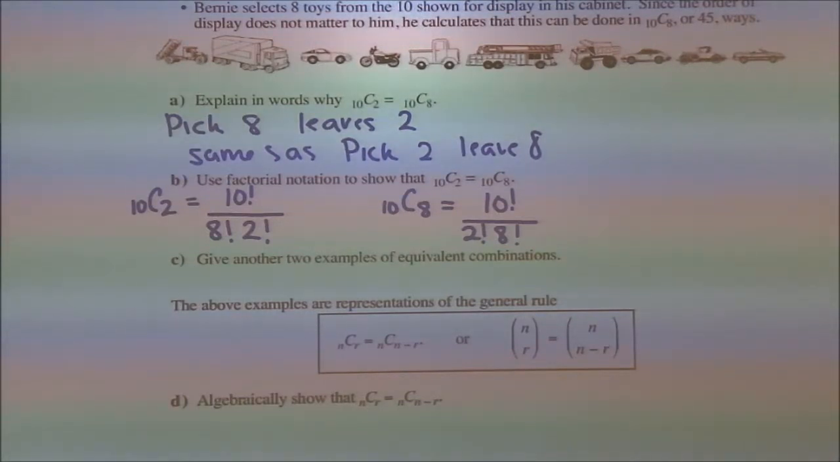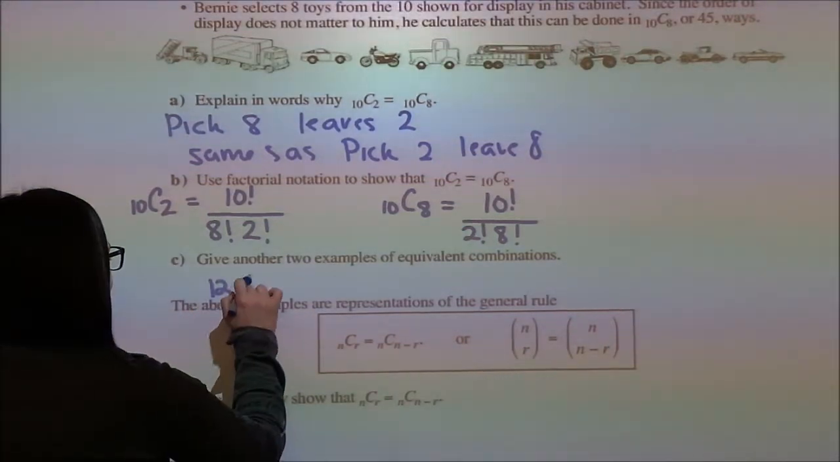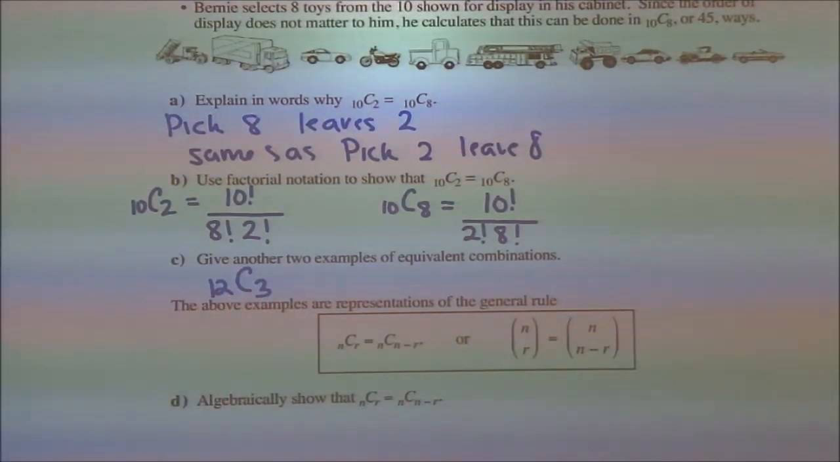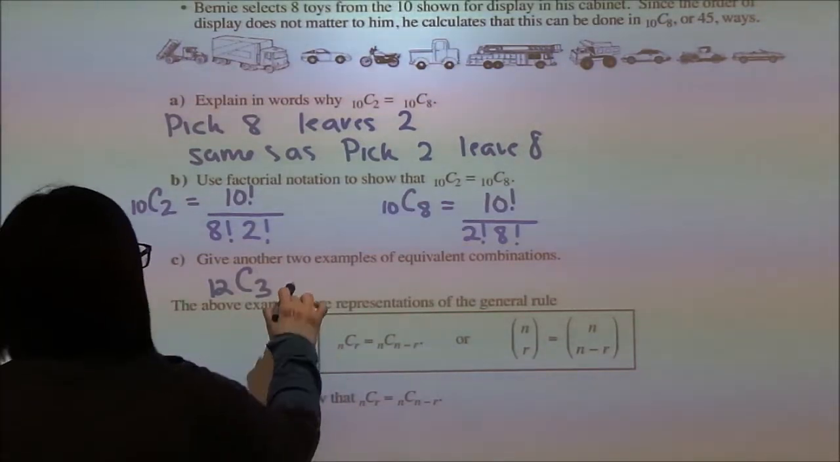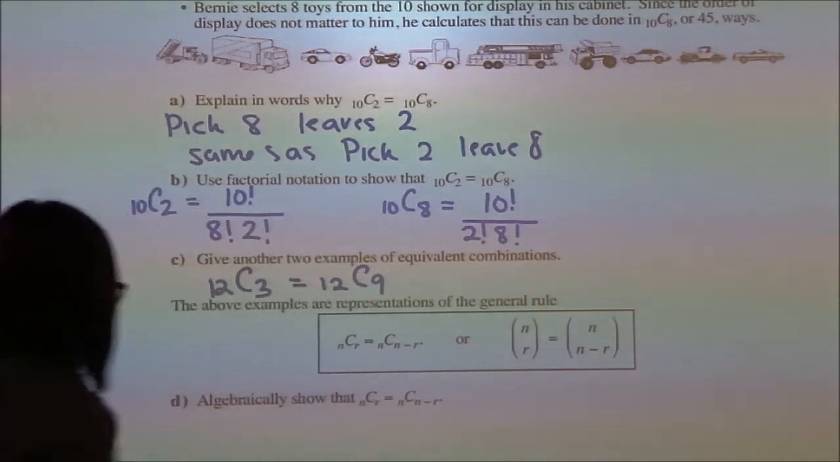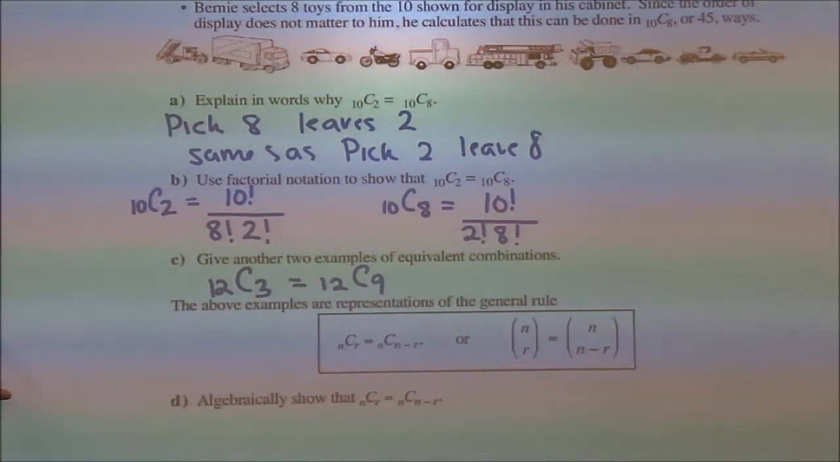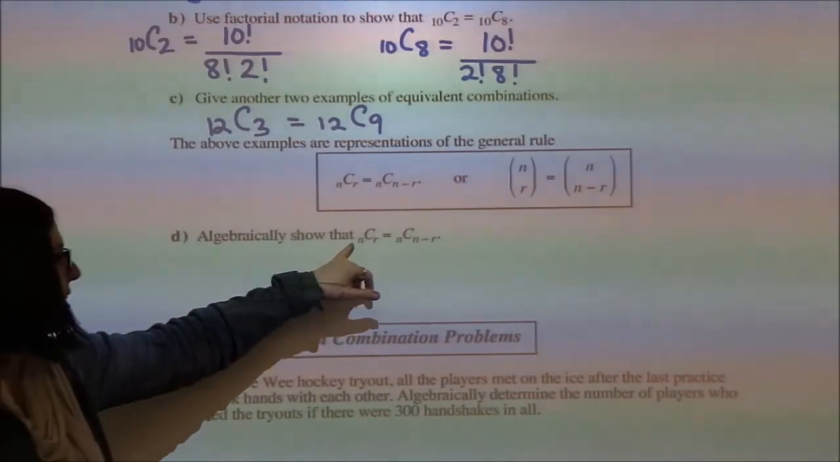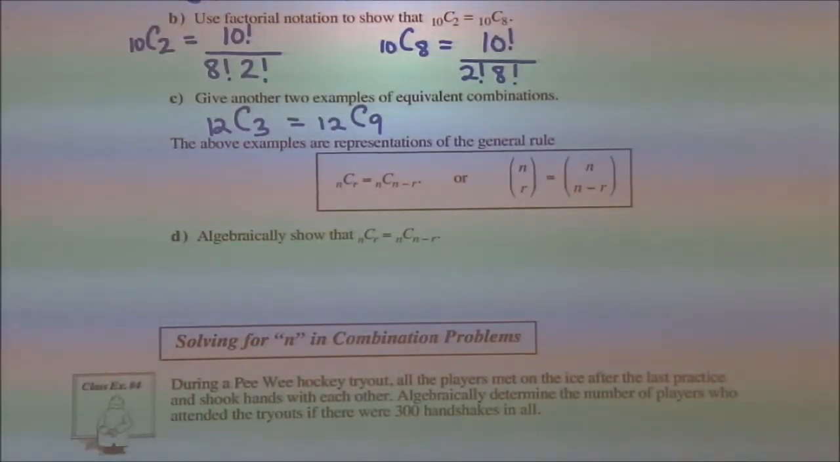So give me another example of an equivalent combination. Probably the best thing is if I gave you one. What would be equivalent to 12C3? 12C9. Okay, try to work on this last one. Algebraically show that nCr equals nC(n minus r).